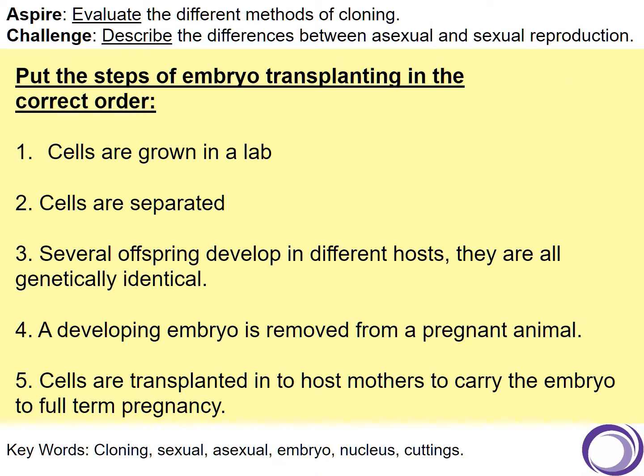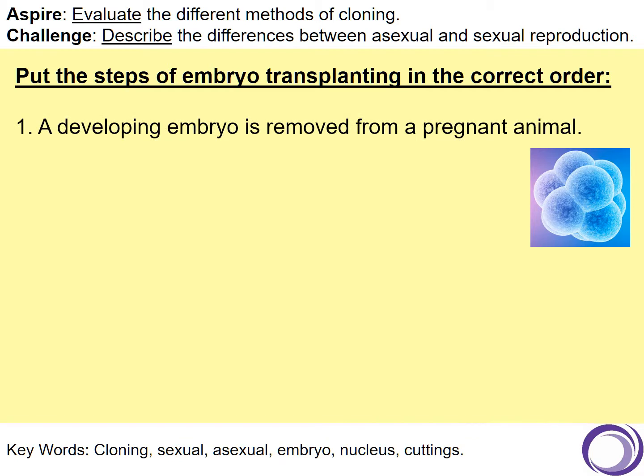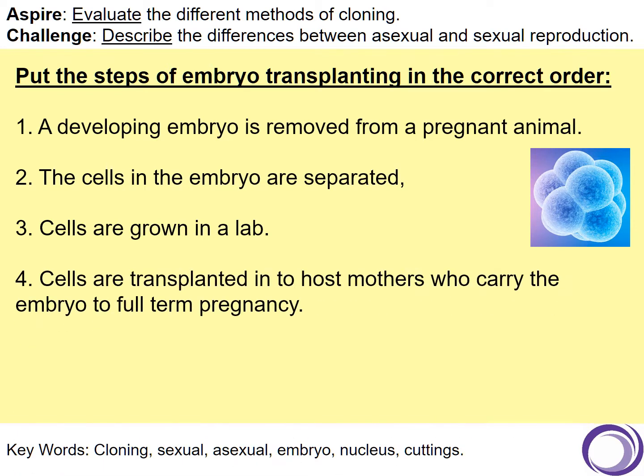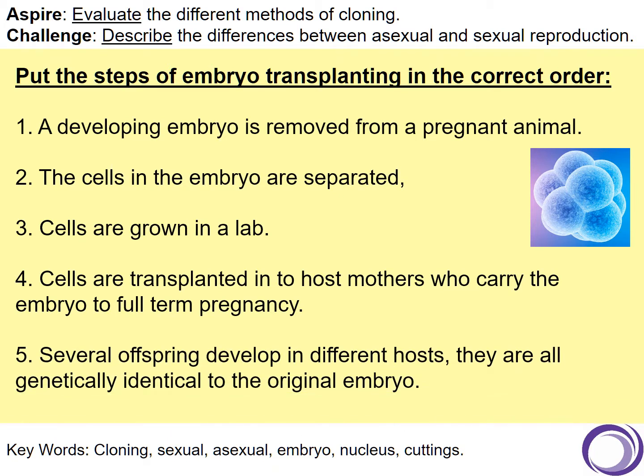So, the order you should have come up with. The first stage, a developing embryo is removed from a pregnant animal. Then, the cells in the embryo are separated. The cells are grown in a lab to give them a chance to divide and multiply a few more times. Then they are transplanted into host mothers who carry the embryos to full-term pregnancy. And the last statement should be several offspring develop in different host mothers. They are all genetically identical to the original embryo.